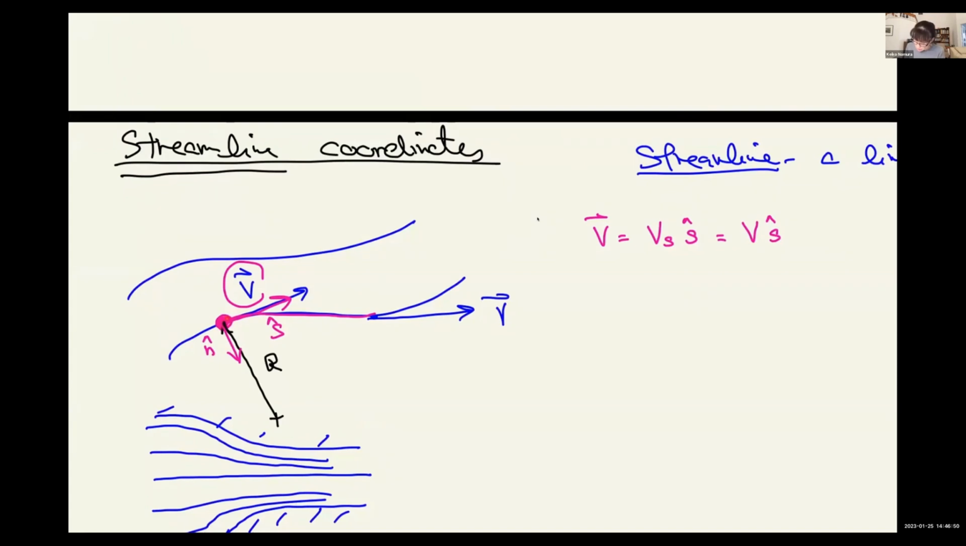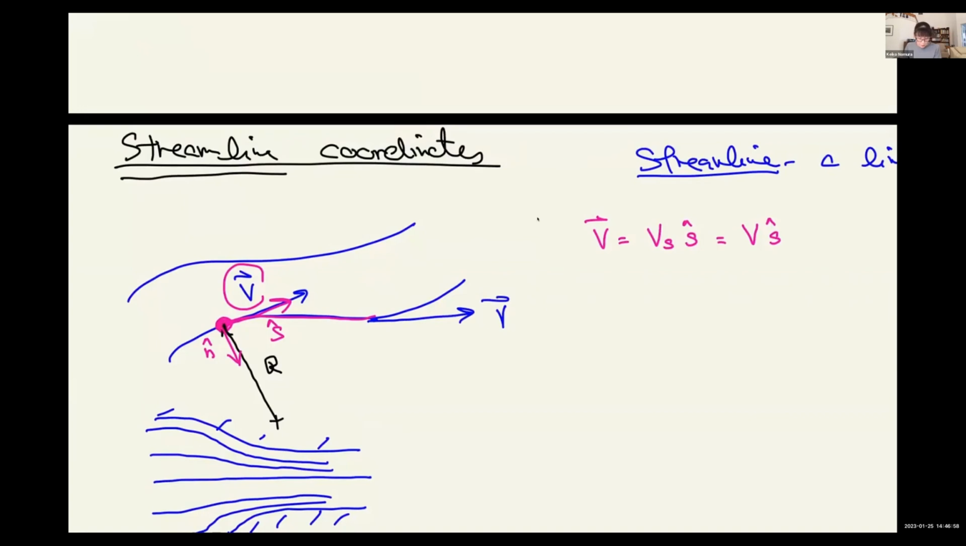Now, this fluid particle is going to be always moving along the streamline. So the distance along the streamline we denote by S. So S is equal to the distance along the streamline.